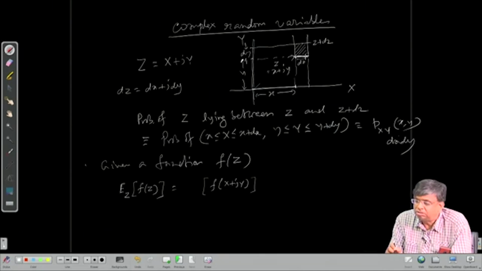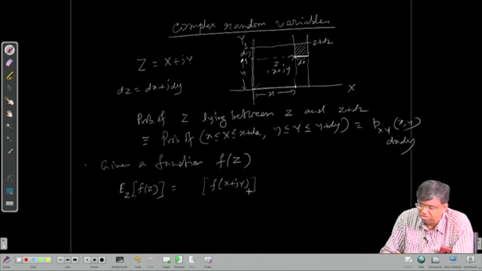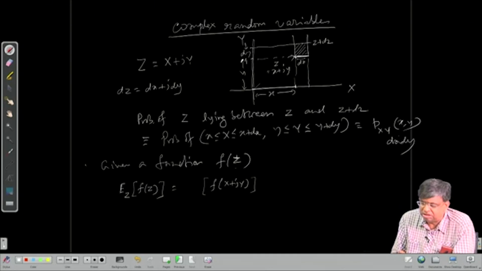But it will not always happen, so I have to multiply it by the chance. Chance means you have to multiply this f of z value by the probability of capital Z occurring here, or equivalently capital X, Y occurring in this box. So when I express Z in terms of x y, I have to multiply this by the joint density.